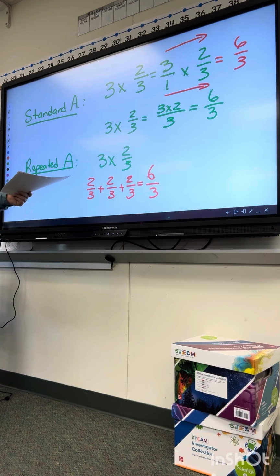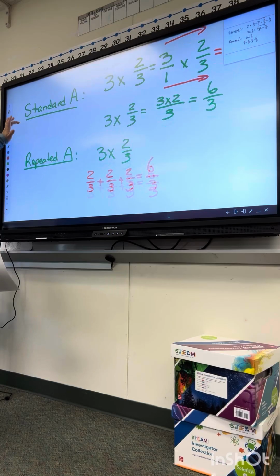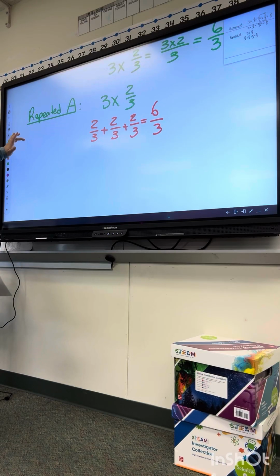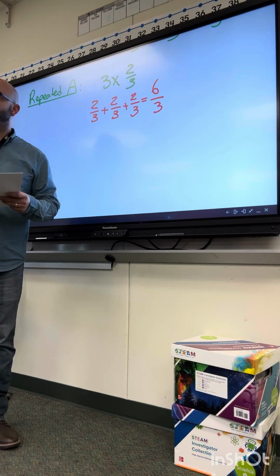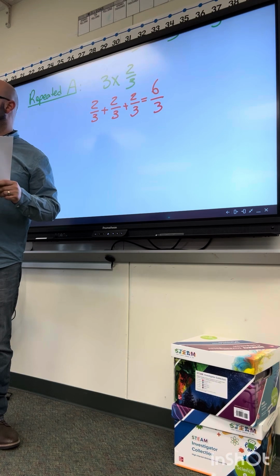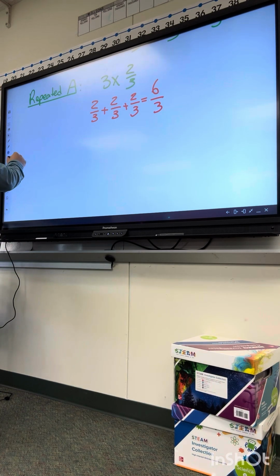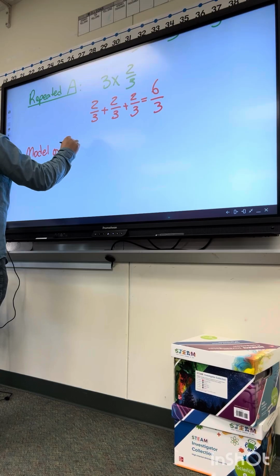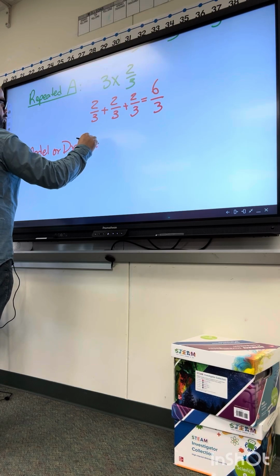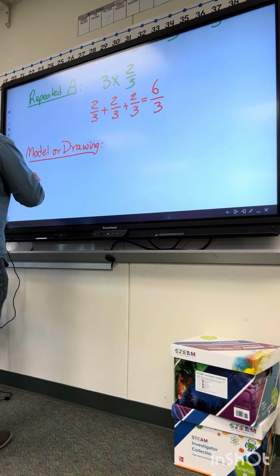We've done repeated addition. Now, let me show you how to draw it out in models. Now, we're going to go into the models. Drawing it out in models, right? So let's put model or drawings. However you want to solve it, you can use either or.